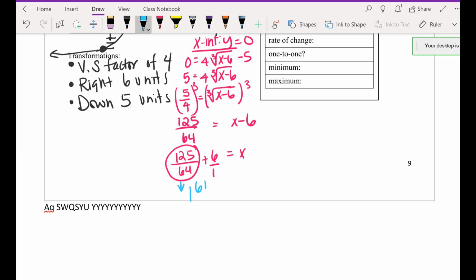Well, what's 125 take away 64? 61 over 64. Plus 6 equals x. So 1 plus 6 is how much? That's 7 and 61 over 64. Or you can find the common denominator. Okay? You can do the same thing with the 6.